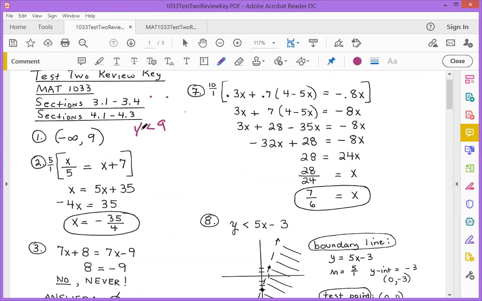So if values of x are any number that's less than 9, that means on a number line, we have 9 here, we would be shaded in the direction of negative infinity. It could be any number that's smaller than 9. So negative infinity with parentheses. You always use parentheses for infinity, and then 9 with parentheses. So x could be any number that's less than 9, not 9 itself, but numbers that are smaller than 9.